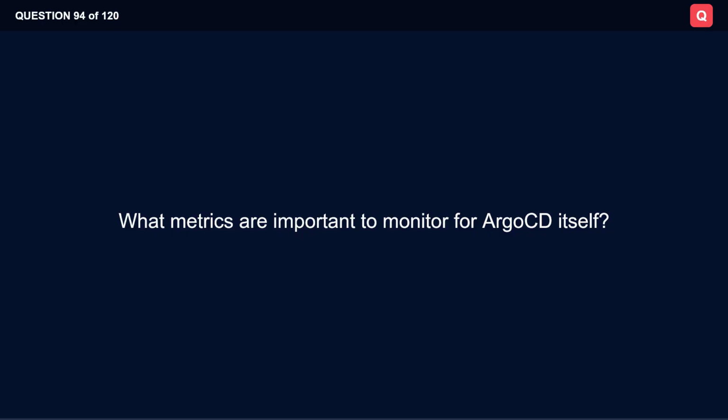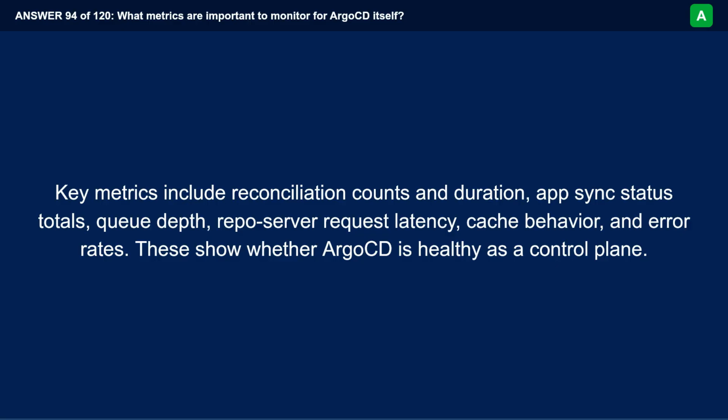What metrics are important to monitor for ArgoCD itself? Key metrics include reconciliation counts and duration, app sync status totals, queue depth, repo server request latency, cache behavior, and error rates. These show whether ArgoCD is healthy as a control plane.